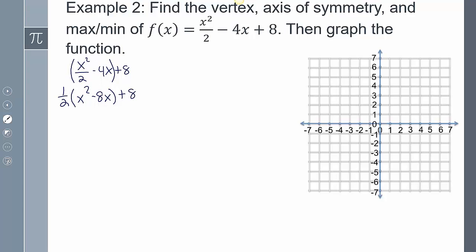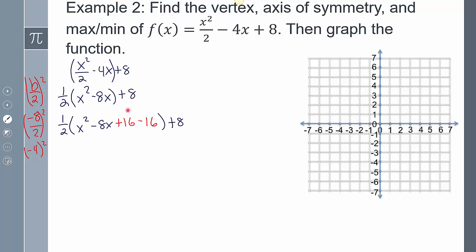Now the way that you check to make sure you did this right, if I multiply this 1/2 back through, I should get this value. 1/2 times this gives me the negative 4x. So I did it right. So now I do the b over 2 squared again. So I take the negative 8 divided by 2, square it, and I get that 16. And so I take the 16 and add it and subtract it on the inside.